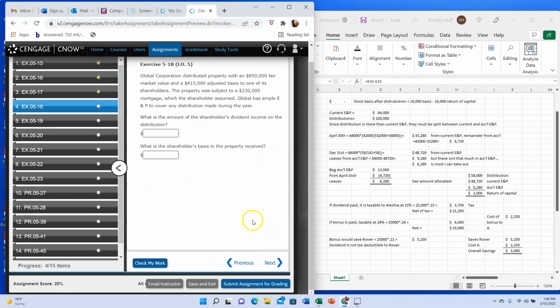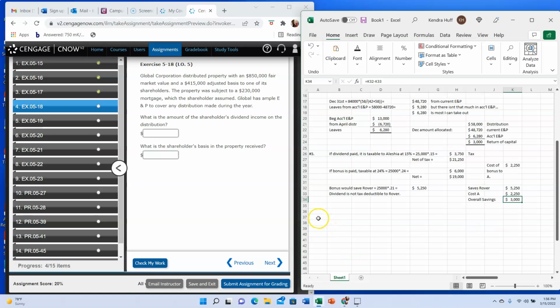On to number 4. And I've already used 10 minutes. I'm assuming that's 10 minutes and not 19. Global Corporation distributed property with an $850,000 fair market value and a $415,000 adjusted basis to one of its shareholders. The property was subject to a $230,000 mortgage, which the shareholder assumed. Global has ample earnings and profits to cover any distributions made during the year. What is the amount of the shareholder's dividend income on the distribution?